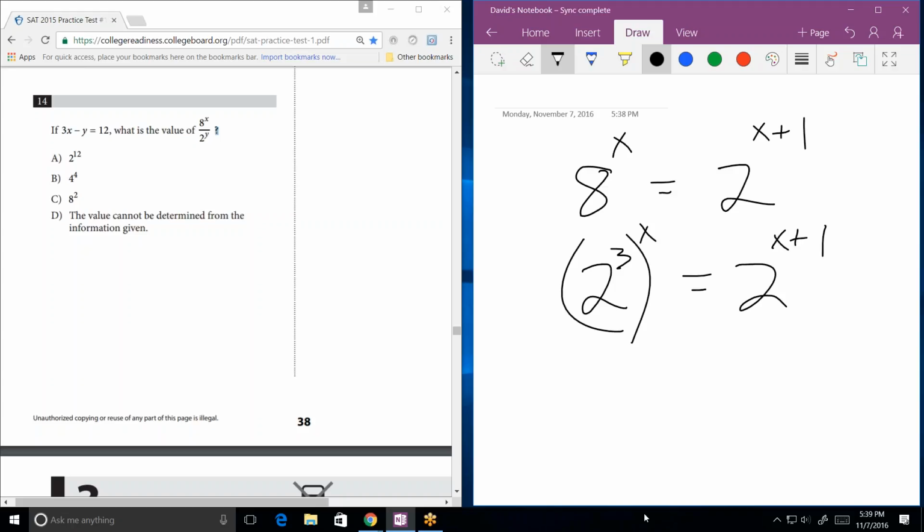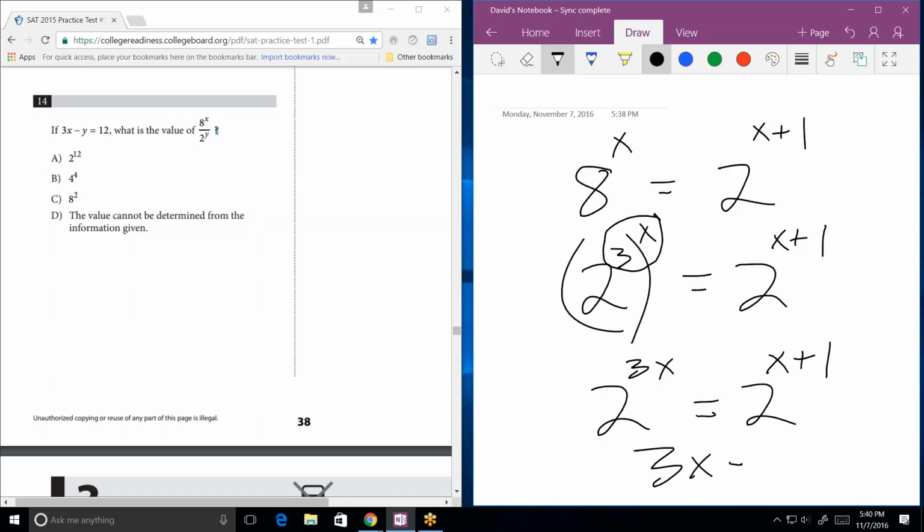Now use your properties of exponents to simplify the left side. So 2 to the 3x equals 2 to the x plus 1. And now, because I have the same base, I can equate the exponents. The one-to-one property, right? Exactly. The next step would be 3x equals x plus 1, and you can solve that.